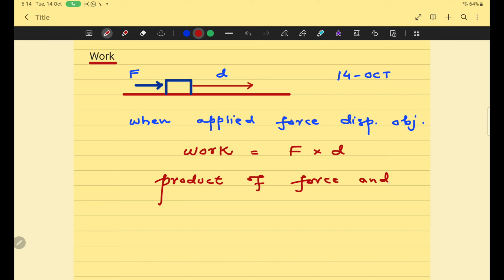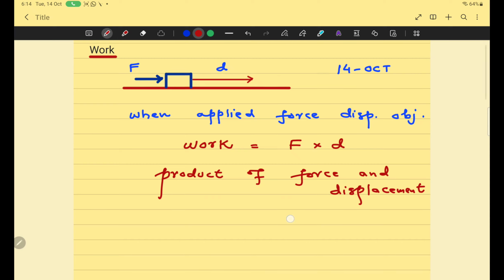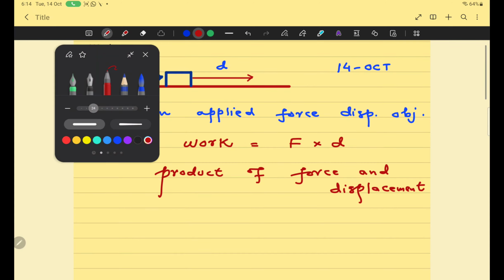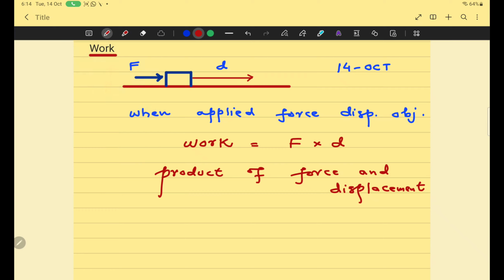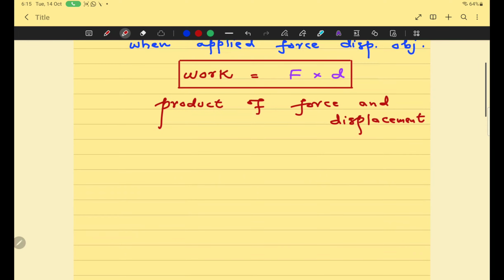And as we have studied turning effect of force, in that topic we used perpendicular distance, but when we are talking about work, then work equals to force parallel to the displacement. So this displacement must be parallel. In turning effect, distance is perpendicular distance, but in work it is a product of force and displacement, and they should be in the same direction. And the unit of work is joule.